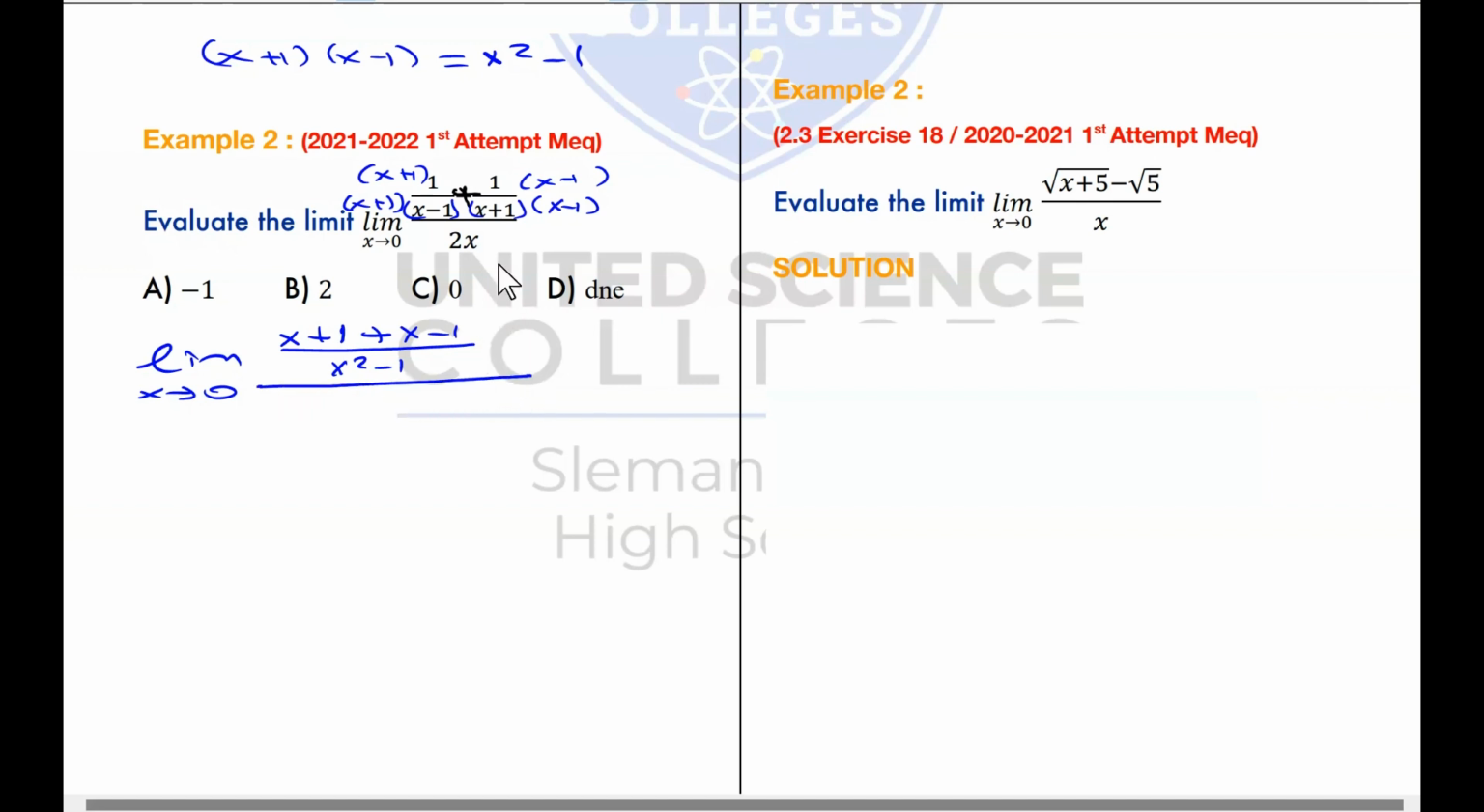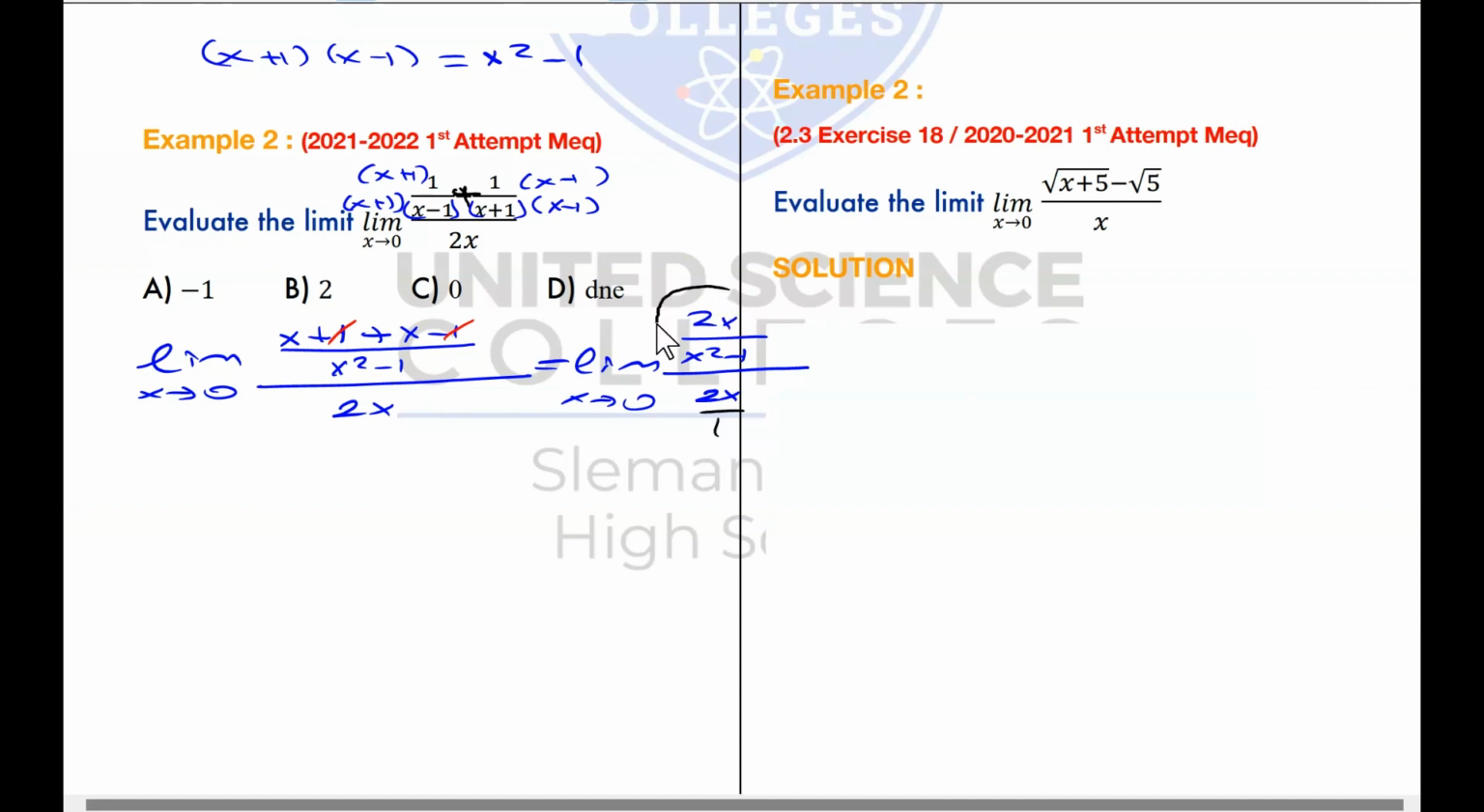All over 2x. Now I can see cancellation. Ones will cancel each other. I will be left with limit as x approaches 0 of (x plus x), that is 2x, divided by x squared minus 1, all over 2x. Now I got a big fraction at the top. I'm gonna have a huge fraction now.